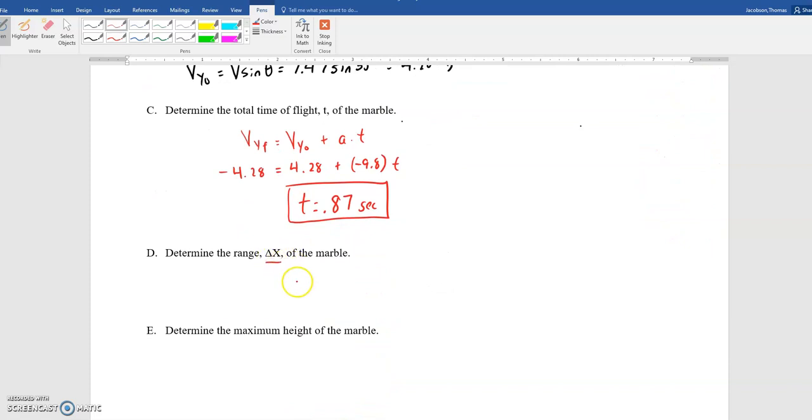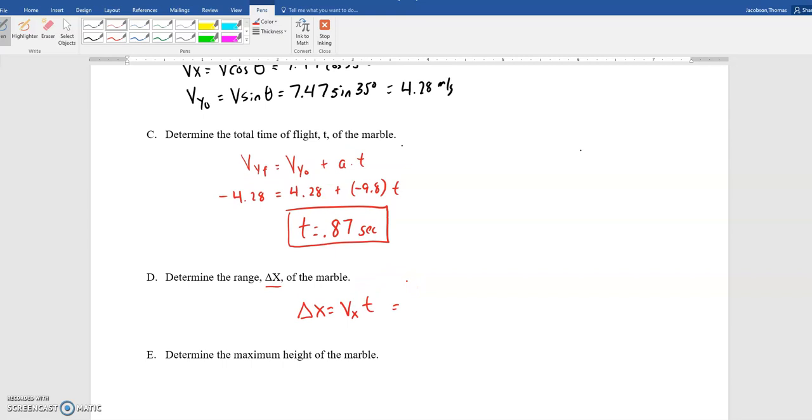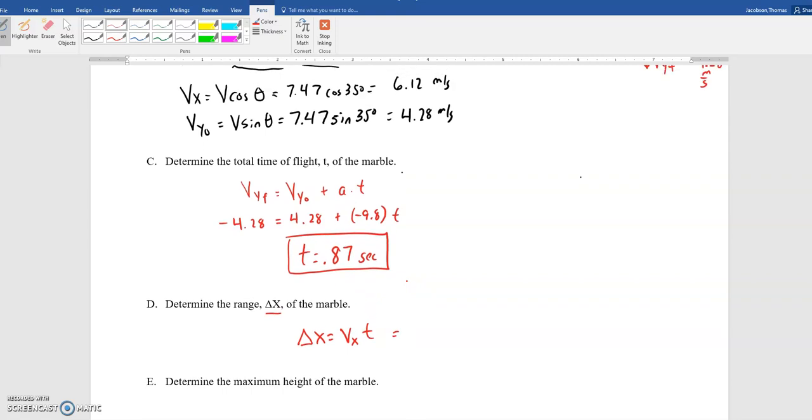Determining the range, delta x, how far away it lands, that's really easy. We only have one equation for delta x, and that's our constant speed formula, vx times t. So we can just take our horizontal velocity, which we know from part B above, that's 6.12 meters per second, times the seconds that it's in the air, which we just found out was 0.87. So 6.12 times 0.87 is 5.32 meters.